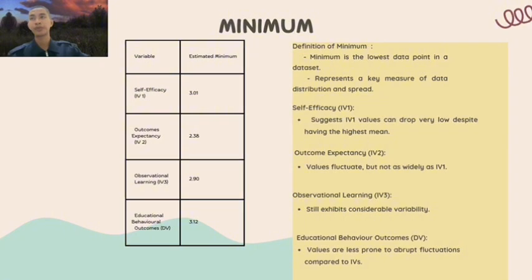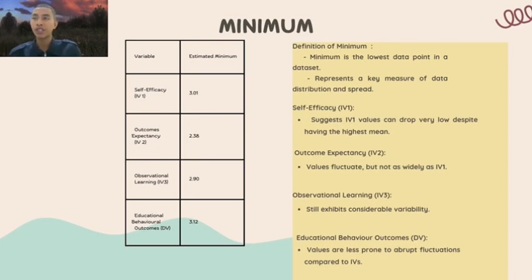Next is minimum. The definition of minimum is the lowest data point in a dataset. It represents a key measure of data distribution and spread. For self-efficacy, the estimated minimum is 3.01. It indicates significant variability, suggesting IV1 values can drop very low despite having the highest mean. For outcome expectancy, IV2, the estimated minimum is 2.38, which indicates moderate variability. Values fluctuate but not as widely as IV1.